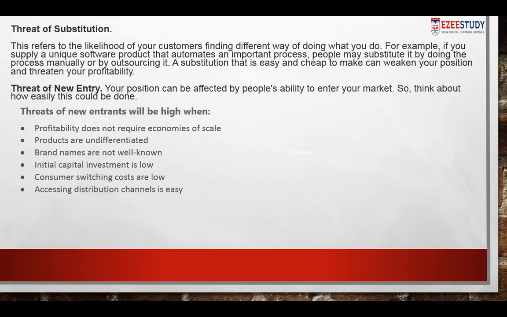Accessing distribution channels is easy. Anybody can come and hand over the distribution to any distributor, and there are no former contracts or exclusive contracts of the existing distributors with the existing suppliers. So again, the new entrants risk will be at a higher side.